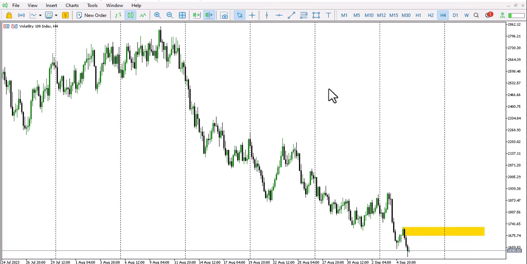So we are going to be looking at V100 for a start and explaining our strategy. Our strategy is a two-part strategy that starts on the H4 time frame as our higher time frame and goes to the M15 for our entries. So this is what we are going to be doing here.